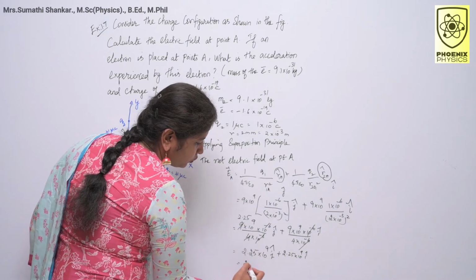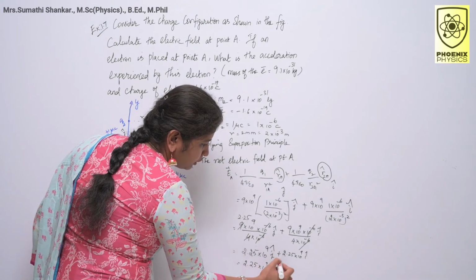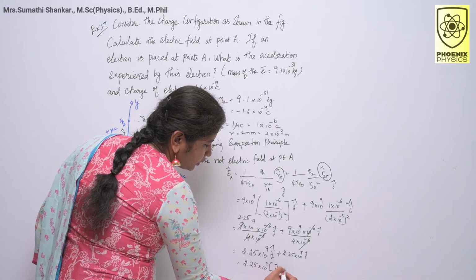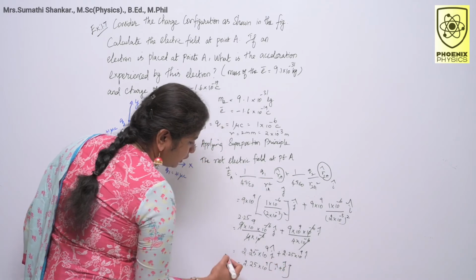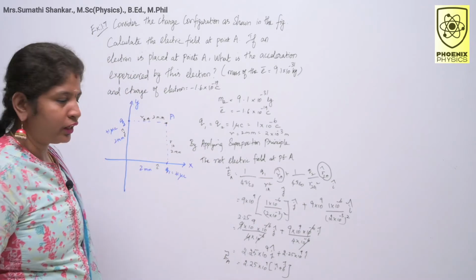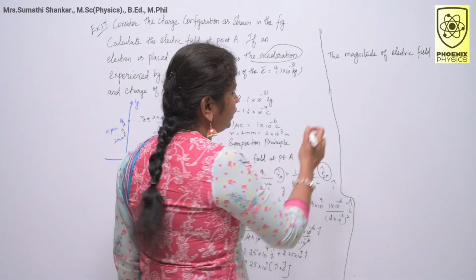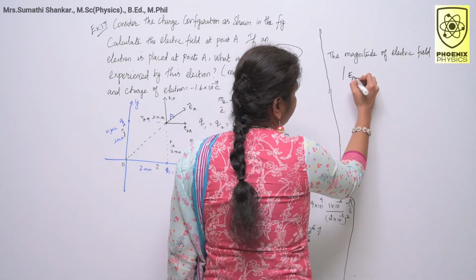Take 2.25 into 10 to the power of 9 outside, the remaining term is i cap plus j cap. This is our EA, the net electric field at point A. Next I am going to calculate the magnitude of the electric field, that is the modulus of the EA vector.